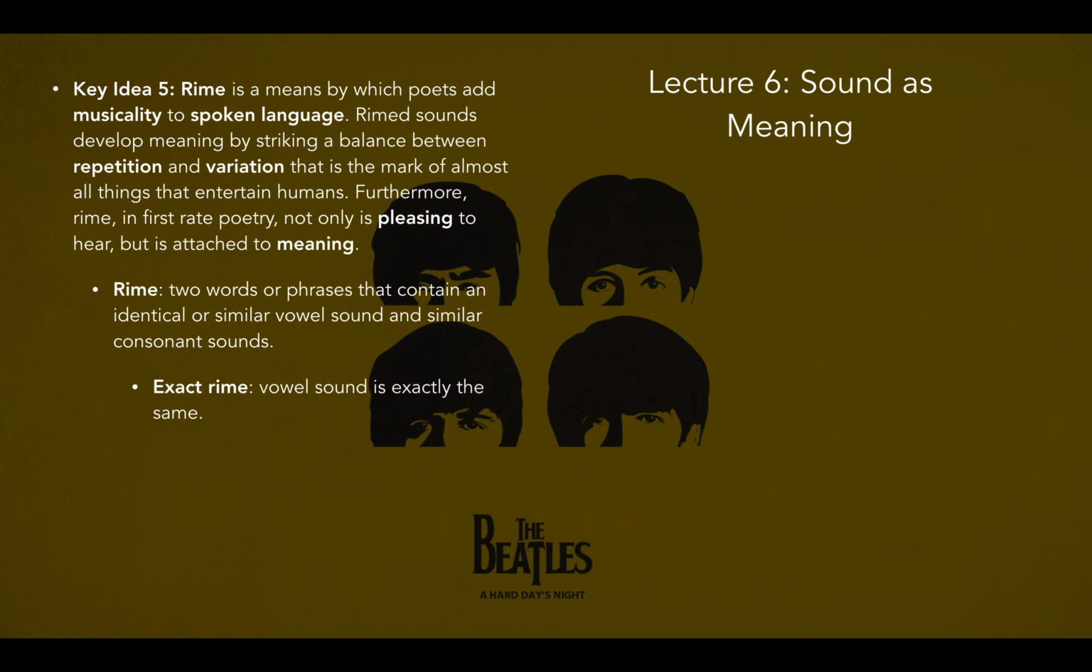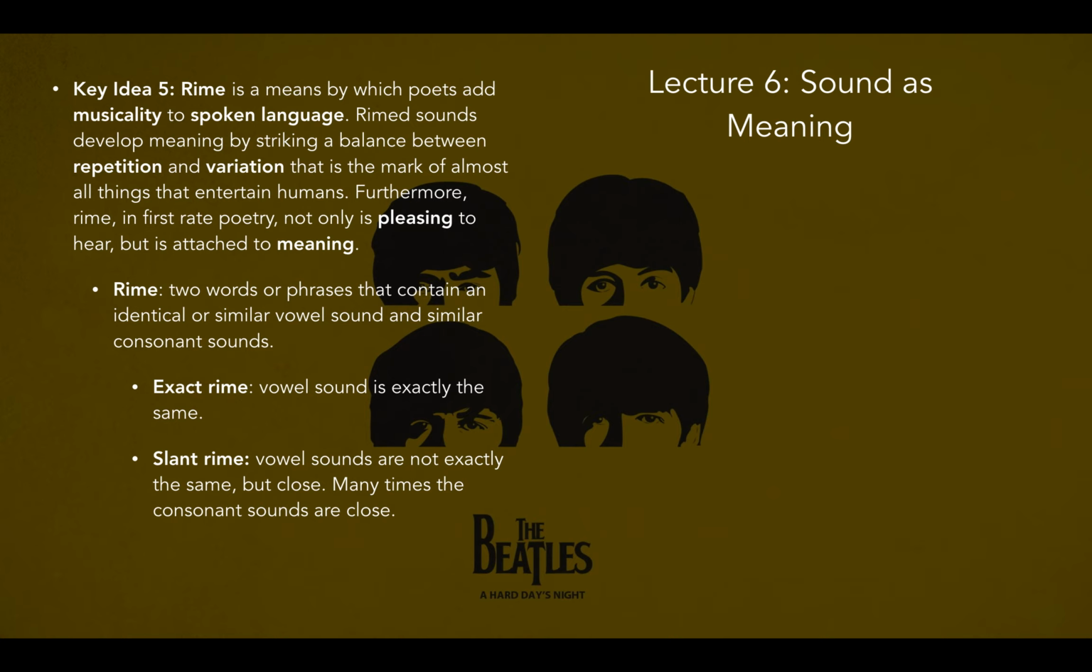So rhyme is two words or phrases that contain an identical or similar vowel sound and a similar consonant sound, okay? So an exact rhyme is a vowel sound that is exactly the same. A lot of times exact rhyme is used to cultivate close comparisons or connections or relationships between the concepts or lines that feature that exact rhyme. Think about the use of exact rhyme for foe and doe. In my life, it stood a loaded gun.